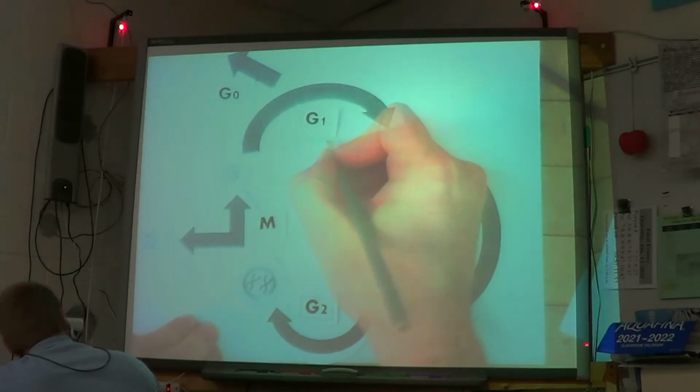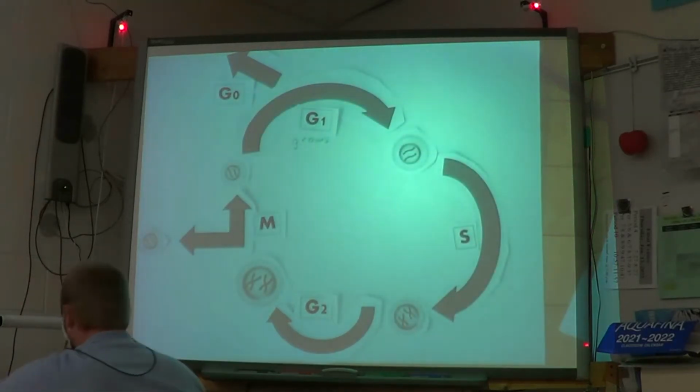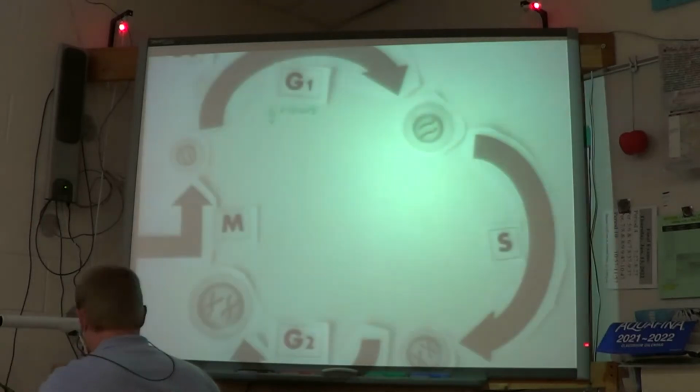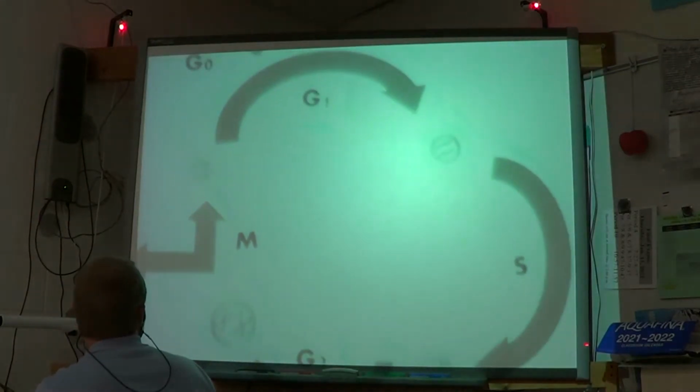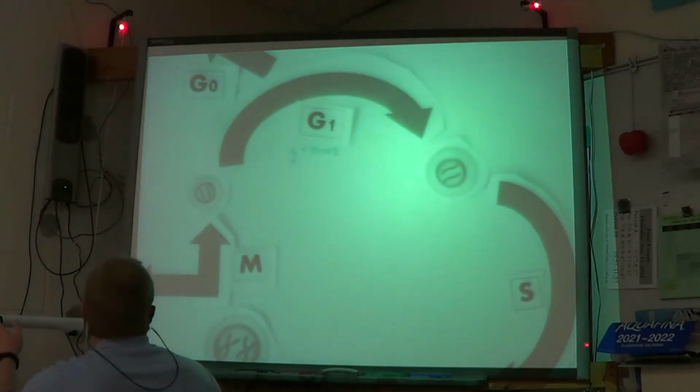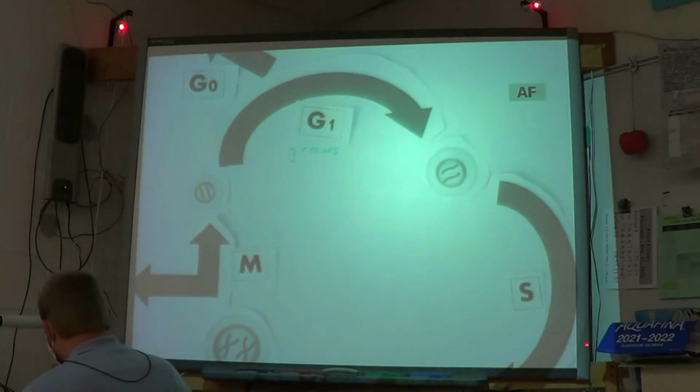Okay, G generically represents growth. The cell grows during G phases. Not always, but that's a common thing. So during G1, the cell grows.